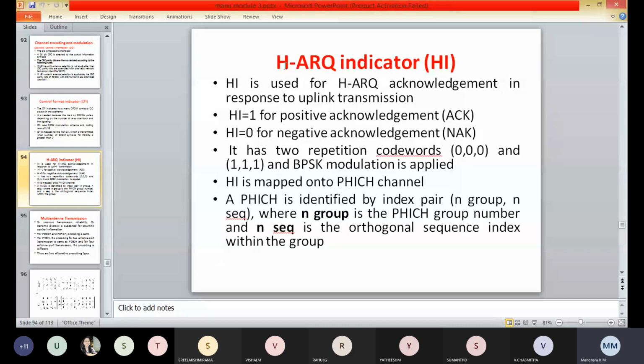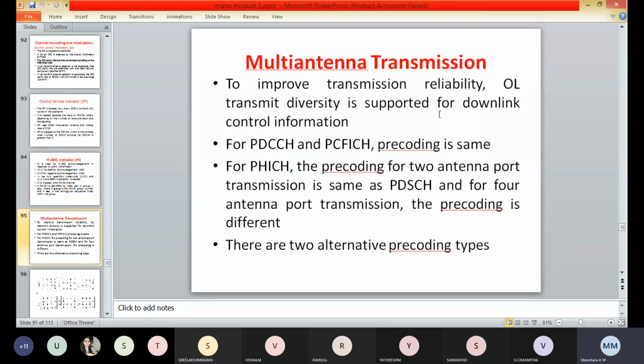So here the number of PHICH groups are different for the frame structure type 1 and type 2. So this is about the HARQ indicator. So next we have multi-antenna transmission.